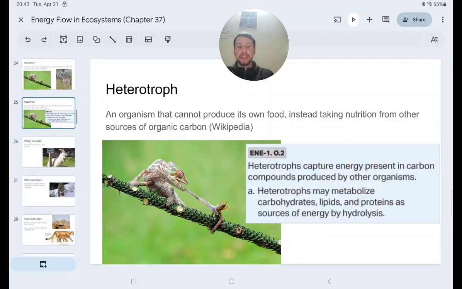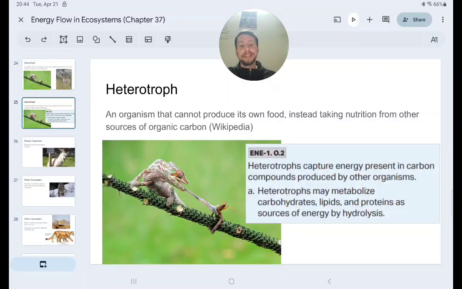This standard says, heterotrophs capture energy present in carbon compounds produced by other organisms, and they may metabolize carbohydrates, lipids, and proteins as sources of energy by hydrolysis. That means breaking them down into simpler compounds, which we learned about way back in like units 1 and 2, using water to break things. So AKA like cellular respiration.